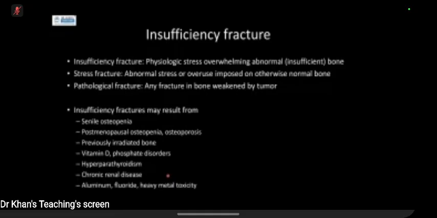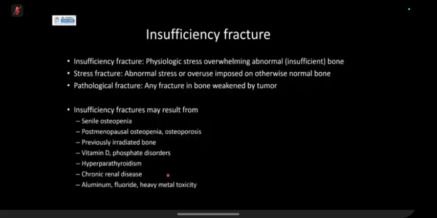A stress fracture is one that we saw earlier. So it's abnormal stress, like overworking otherwise normal bone. You're not giving the bone and microtrabecular changes time to heal. And I always leave pathological fracture for something that's weakened by tumor, so like a metastasis, pathological fracture.